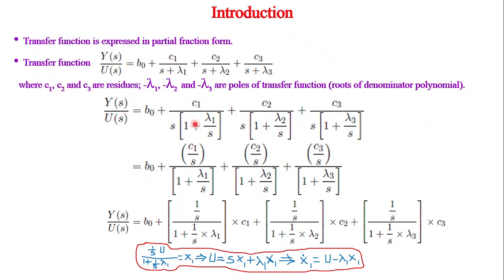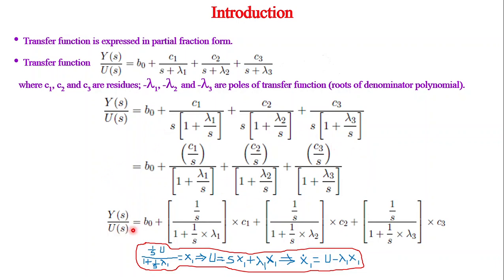So here what I have done is I have taken S outside in the denominator. S plus lambda 1 means S is taken outside: S into 1 plus lambda 1 by S. Similarly, here also written, here also written. So we can write this S can be combined to here. Similarly, this S can be combined to here. Finally, this is Y of S by U of S.